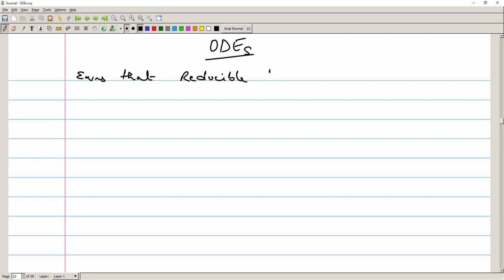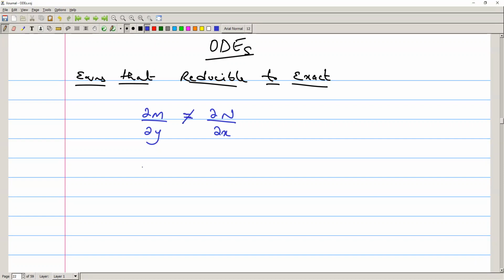Reducible to exact equations. Before embarking into the problems, first of all, we will use the general idea of exact equations. We said that an equation is exact if ∂M/∂y is equal to ∂N/∂x. But what if this is not the case? If they are not equal, what do we need to do?